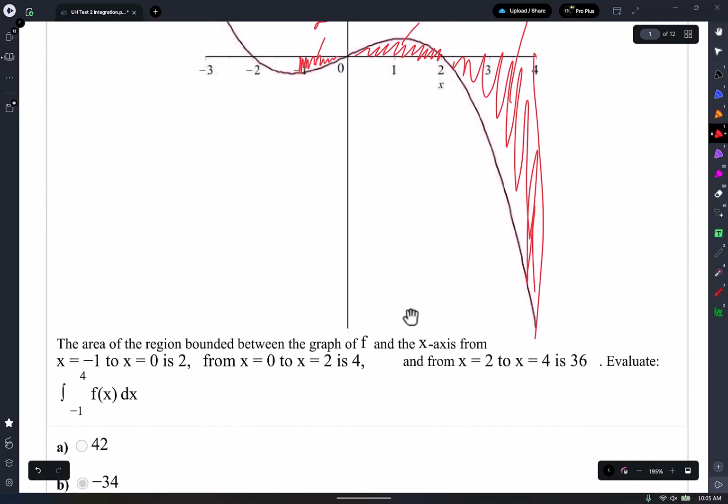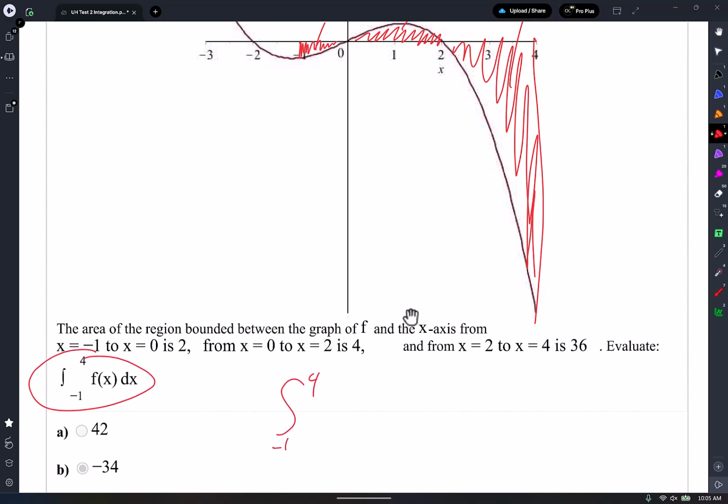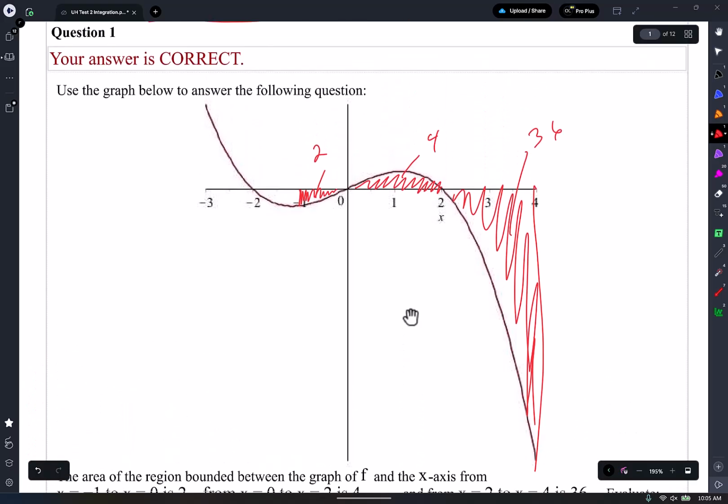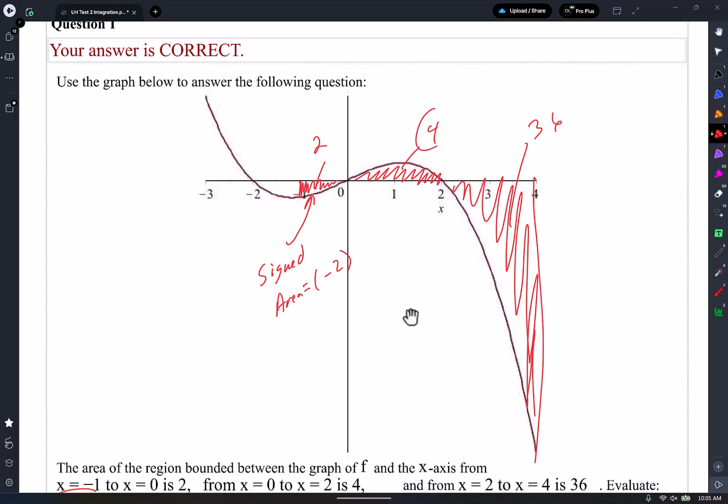Yes, if it's below the x-axis, it says evaluate the integral from -1 to 4. So integral from -1 to 4 of f of x dx. If your professor tells you, what is this called? This is called signed area, guys. So I'm going to write the word signed area because it's below the x-axis. It's -2. This one, the signed area is just 4. And this one, because it's below the x-axis, signed area is -36.